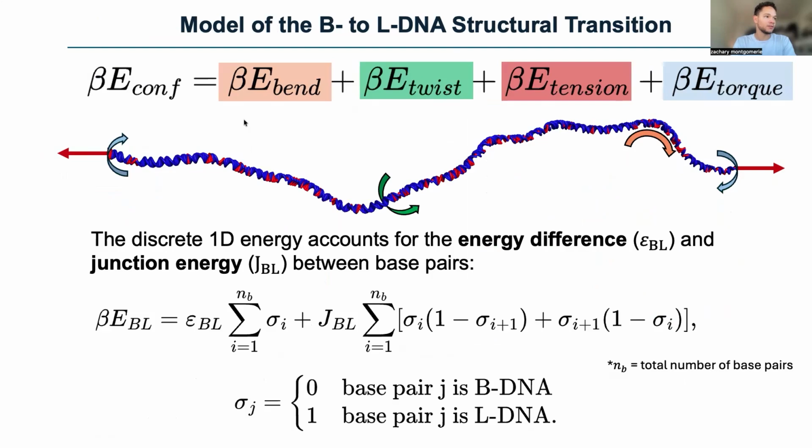We use a model that incorporates two energy functions. The first is the conformational energy, and this includes the bending, twisting, tension, and torque contributions. We demonstrate that in this model DNA. We also include this 1D discrete model, which incorporates the energetics of the DNA switching from B to Z. This includes an energy difference between B and L DNA, as well as a junction energy cost of having B and L DNA together.